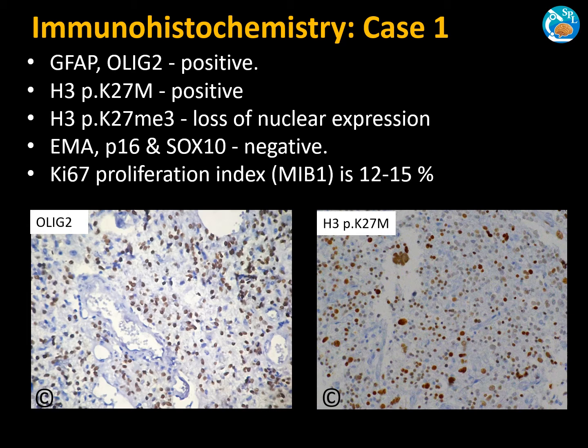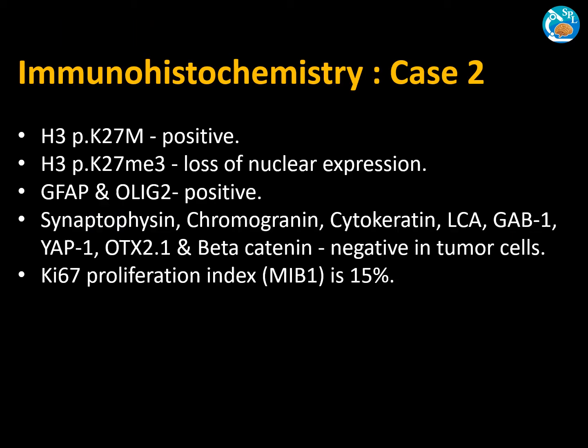Immunohistochemistry of case 1 showed GFAP and OLIG2 positivity. For this tumor, we did H3K27 trimethylation and loss of nuclear expression was observed. So we later proceeded with H3K27M, which showed mutation. The tumor was EMA, P16 and SOX10 negative, and the MIB1 was high, 10 to 12%.